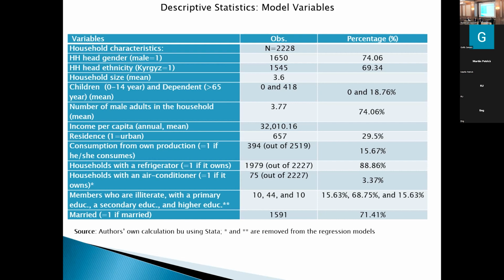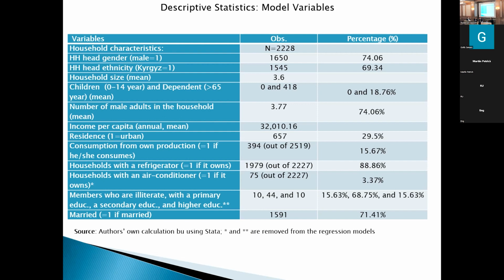It's okay, actually. 3.77, and the ratio of male adults in the household is about 75%. As for residents, in this data set, 30% of the individuals live in urban regions, and about one-sixth of them consume from their own production.